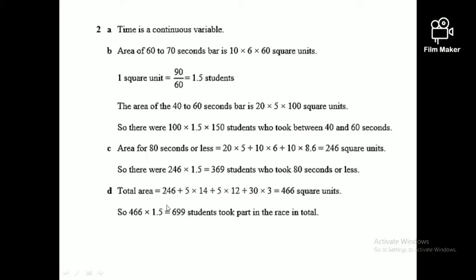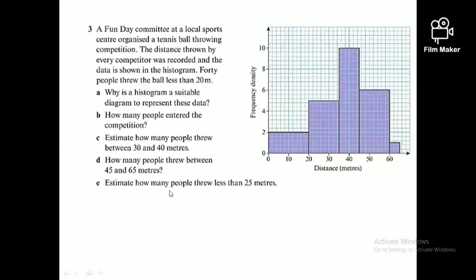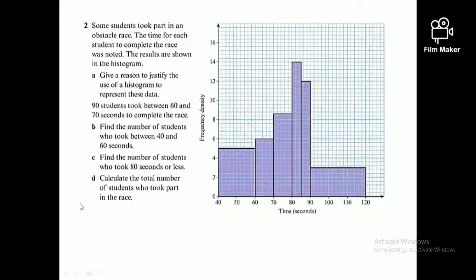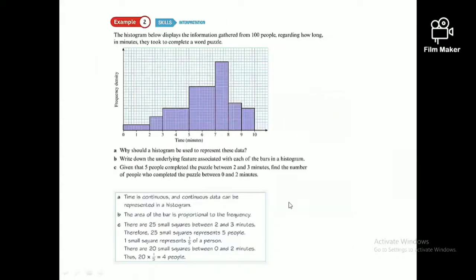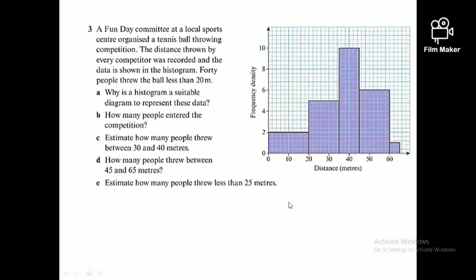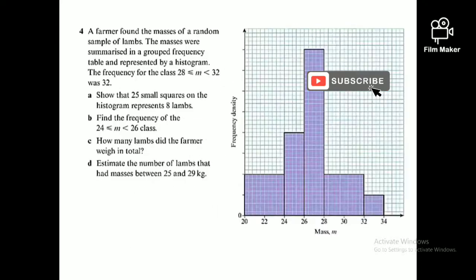Okay. Then they ask to estimate how many people threw less than 25 meters. Yes, 25 meters. Sorry, it's a wrong question, right? What they want is to calculate the total number of students who took part in the race. Yes, one second.